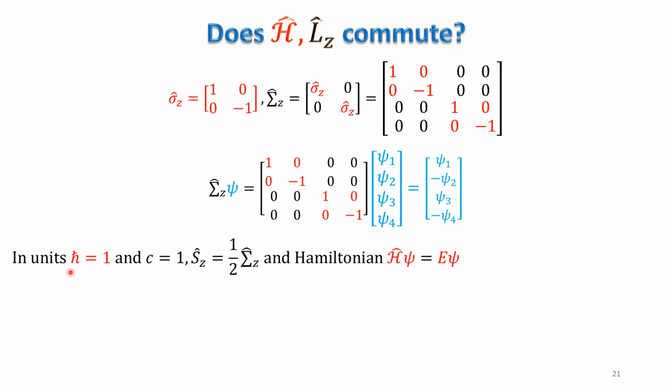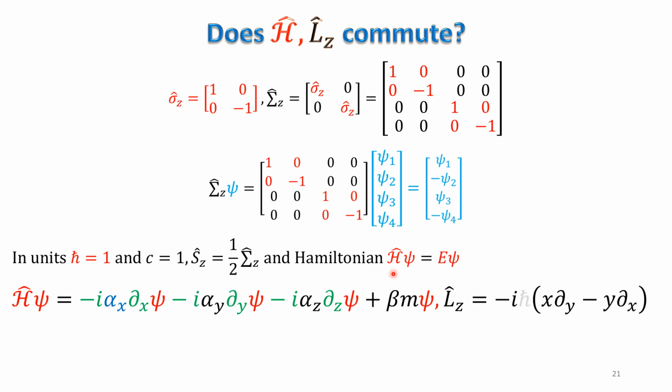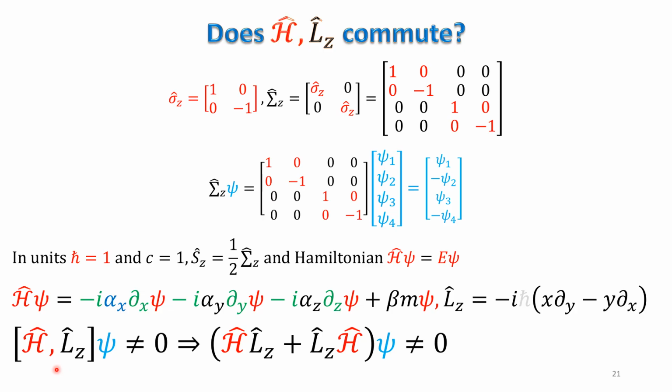Now in units where h cross is equal to unity and c is equal to unity, capital S hat z is equal to 1 by 2 sigma hat z, and the Hamiltonian is h hat psi equal to E psi. So the operator form of Dirac's equation we are calling h hat, operated on psi. The same equation I am writing, and the other equation is L hat z equal to minus I, with h unity, into x del y minus y del x. Now the question is, does this commute?